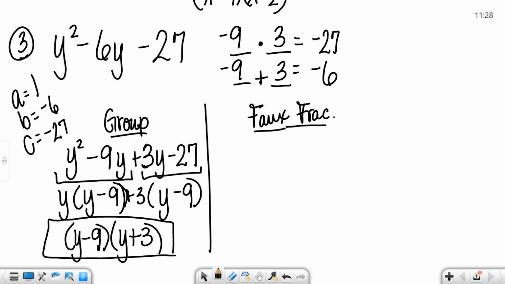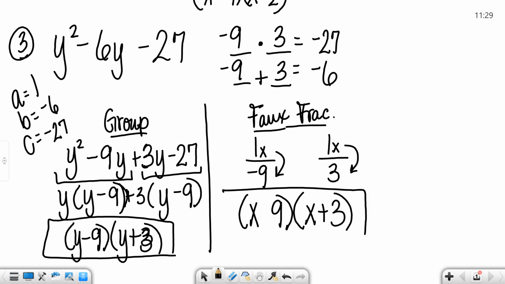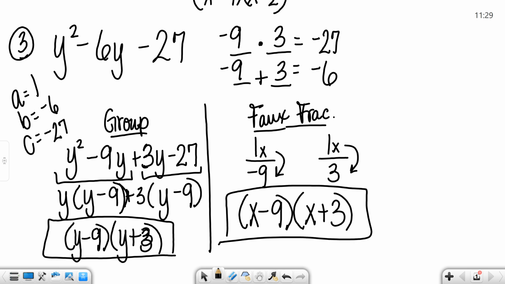All right, let's do the faux fraction way. We take 1x and we put it over one of the numbers we found. We take 1x and we put it over the other number we found. Now we read it like this. Now, if at any point your faux fraction could simplify, you would need to. These won't, because my a value is 1 every single time. So when I read that, I read it x minus 9 times x plus 3. Take the sign that is there. And again, notice I got the same factors that I got over here.